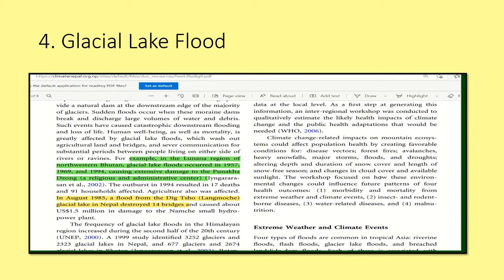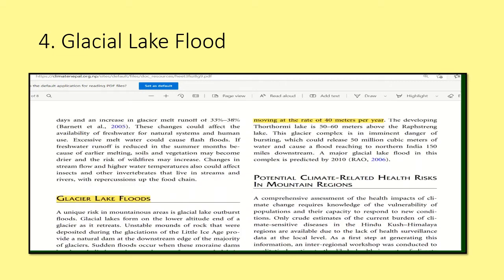We can take the example of Bhutan, the Lunana region of northwestern Bhutan. The glacial lake flood occurred in 1957, 1969, and 1994 successively, causing extensive damage to property, loss of lives, and lots of destruction. And even in Nepal, Digdosho glacial lakes were destroyed, and that also had a negative impact on the ecology as well as loss of life and all these things.